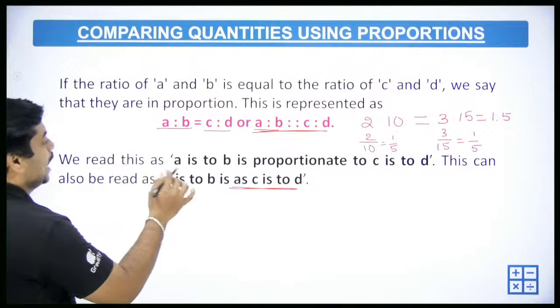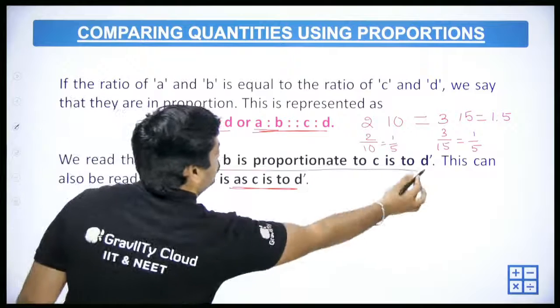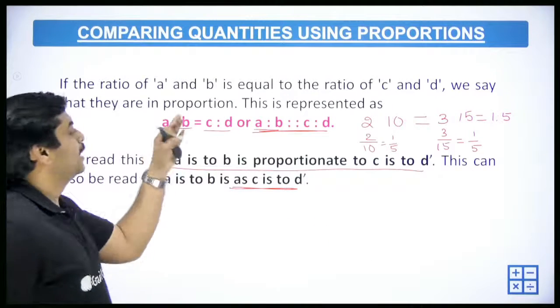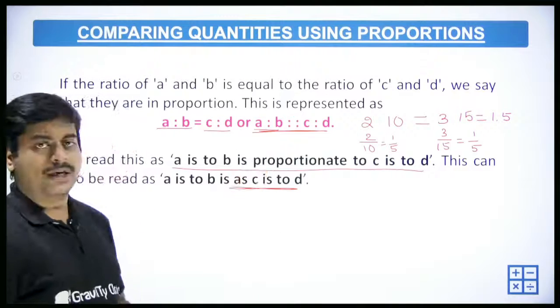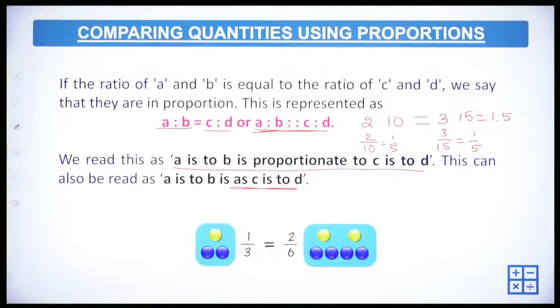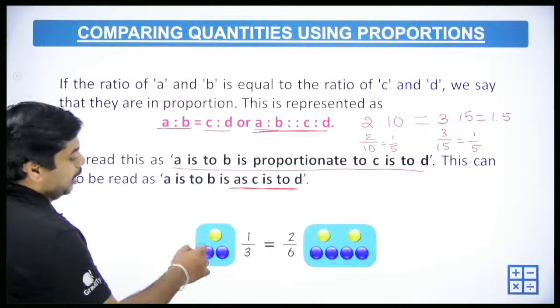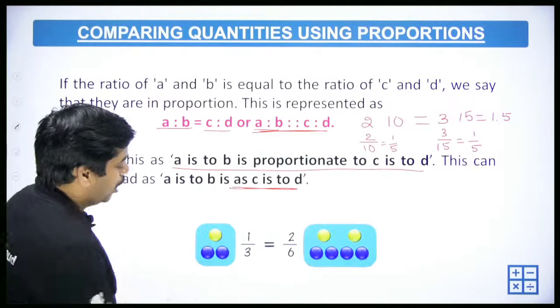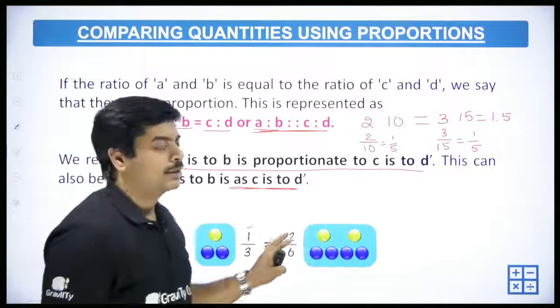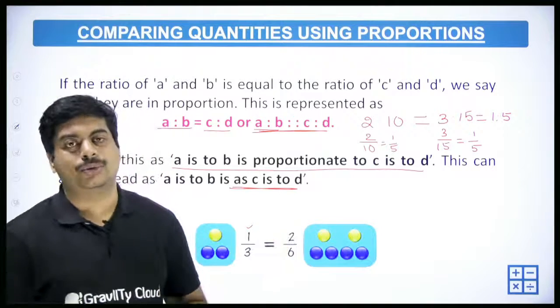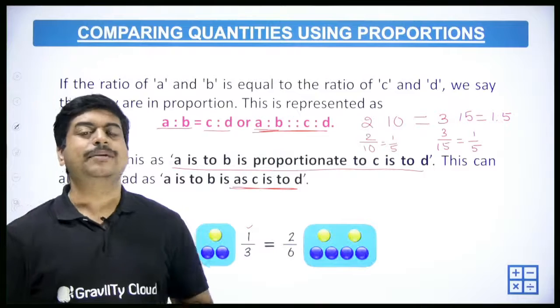We read this as A is to B is proportionate to C is to D, right? That is how we try to bring some relations. As a small example, if you're talking about yellow balls: out of 3 balls, 1 ball is yellow, and out of 6 balls, 2 balls are yellow. So these two are the same ratios, and we say they are in proportion.